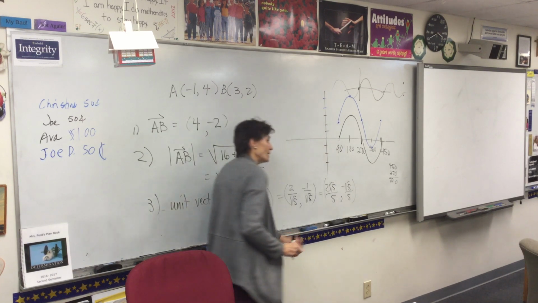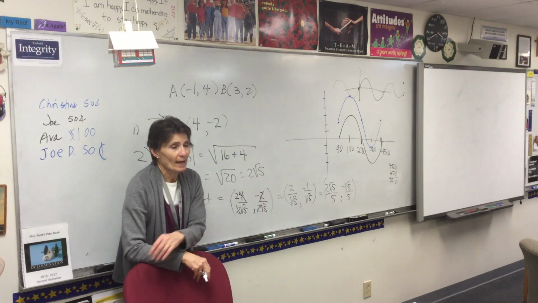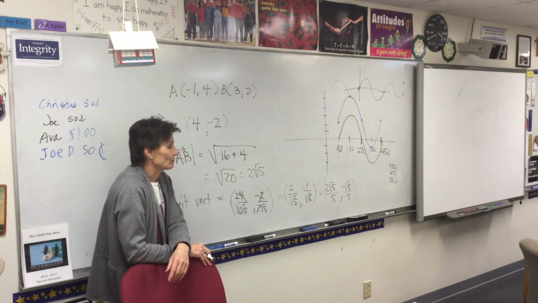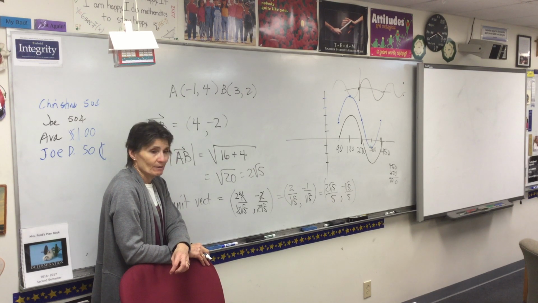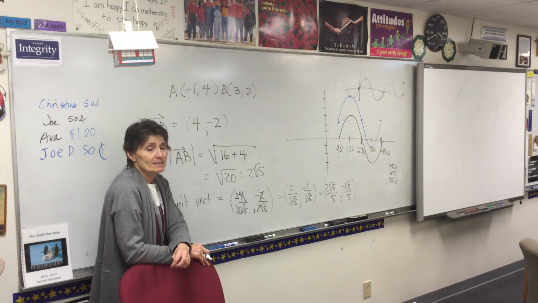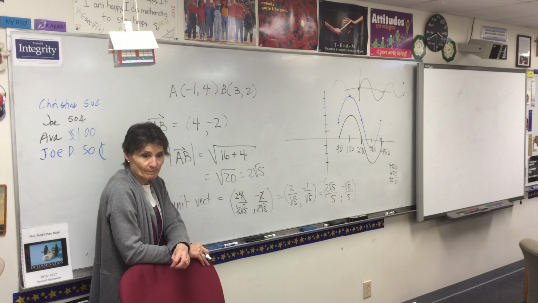I'm going to rationalize, and when I rationalize, I move the radical to the top and remove the radical in the bottom. So it's 2 root 5 over 5 and negative root 5 over 5. That is the answer to the question.